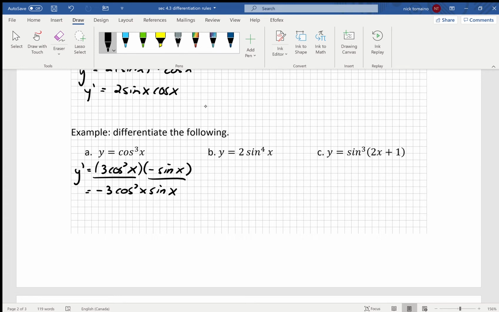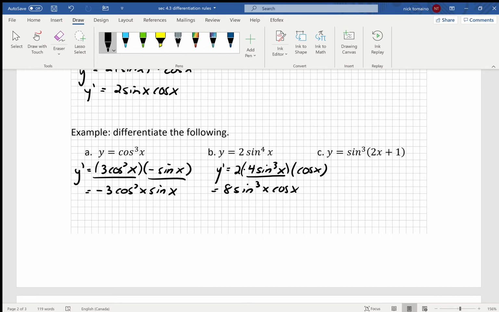Okay, next one. Y prime, we have a constant out front, stays there. Then we bring this out, so times 4 sine 3x, step 1. And then step 2 is the derivative of sine x, which is cosine x. So that gives us 8 sine cubed x cosine x.